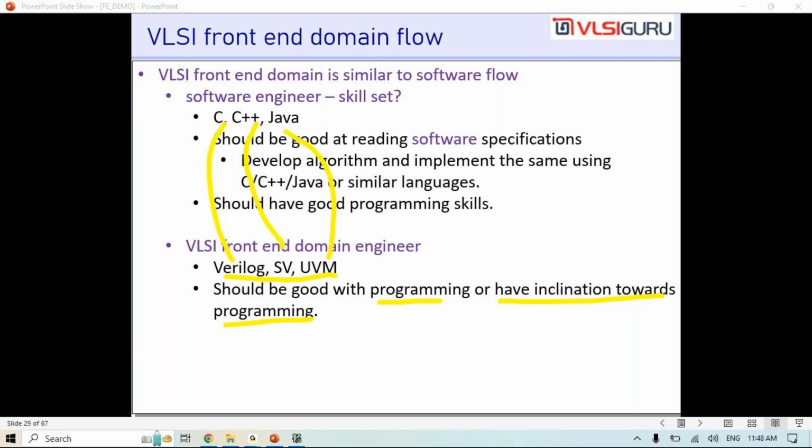If you want to get into front end domain, I will not ask you, are you good with Verilog? You should have willingness to learn Verilog. You should not come with the mindset that programming I cannot do. Even if you didn't do it for 4 years, like during electronics BTech, you would have done maybe C language in the first or second semester. But you should still have the confidence that I can learn the program.